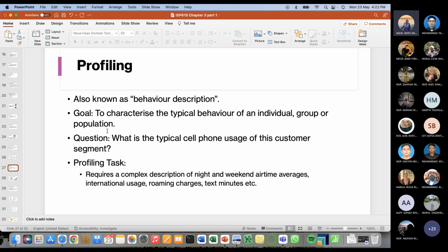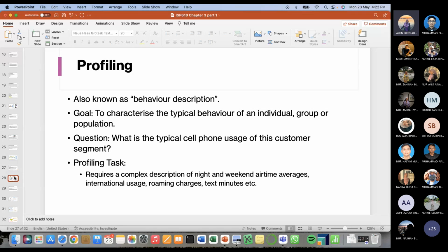Okay, so profiling task here requires a complex description of nights and weekend airtime averages, internet usage, roaming charges, text, minutes, and etc. So banyak benda sebenarnya nak buat profiling ni. Dia bukan sekadar macam, okay, tengok data, okay lah, that's it. Kita boleh kata, okay, ini group of customer macam ni. Tak, dia bukan boleh tengok pada satu aspek je. You need to look at all aspects, okay, untuk make sure that your profiling tu overall punya ni lah, dia akan cover the whole aspect of the business.